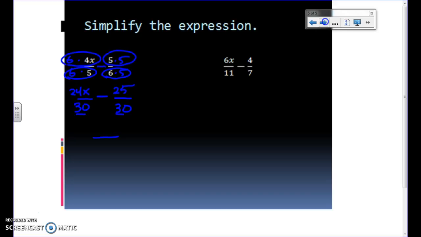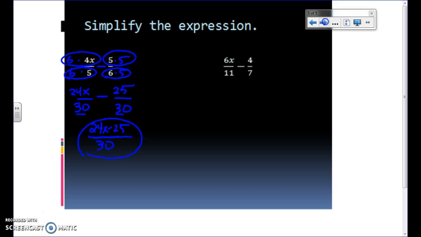Again, I have the same number of divisions now. I have a common denominator of 30, and 24x minus 25 is just 24x minus 25. They're not like terms. Now, if 25 had an x on it, they would be like terms, but x's and constants are not allowed to go together, so this is the best answer we can come up with.